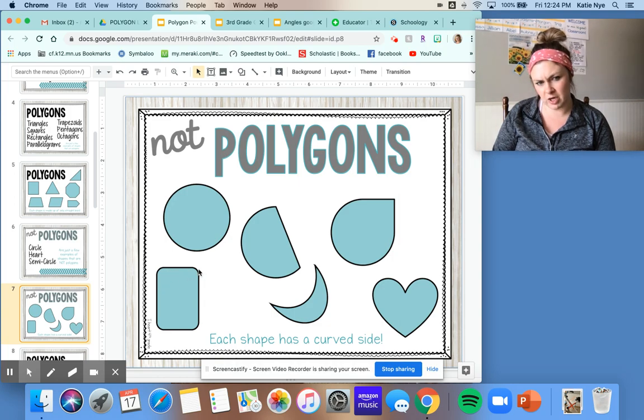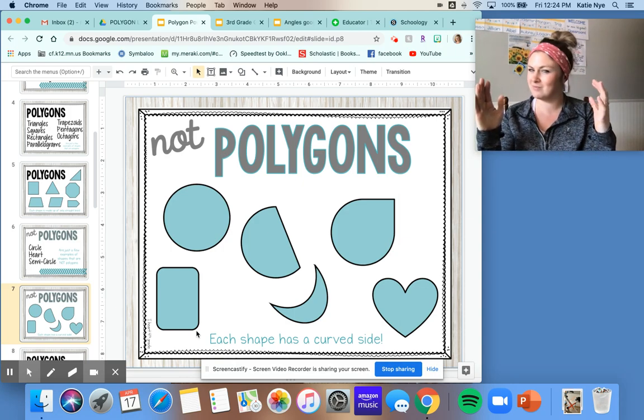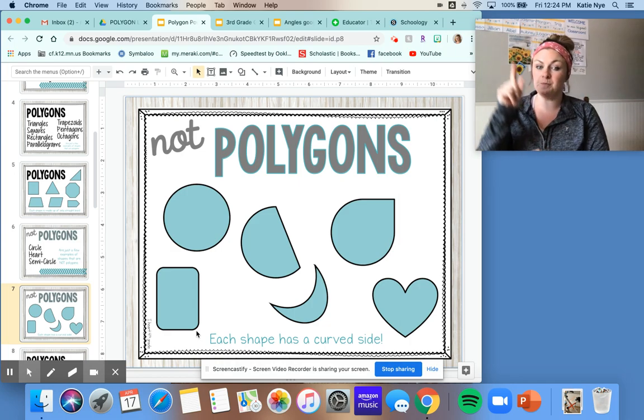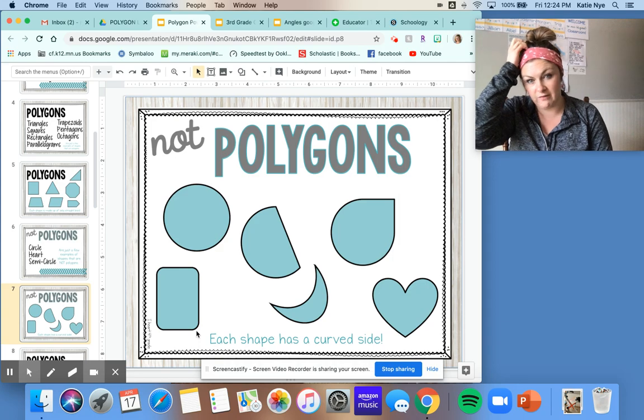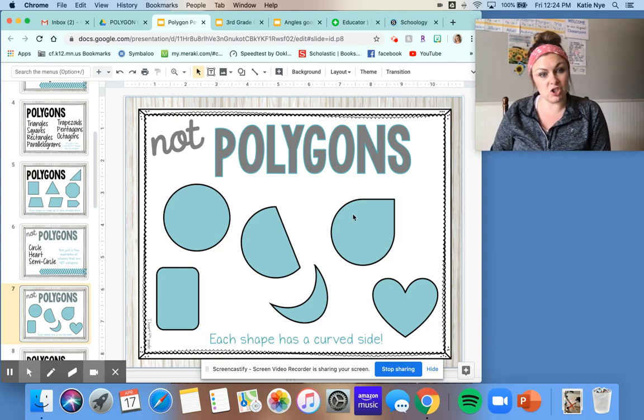Even this shape right here, I want you to look here. Why would this shape right here that I'm tracing not be a polygon? It has straight sides. No, it doesn't. See how they curve just a little bit on the outside? So anywhere that they have a curve, even a little bit on the angles, it is not a polygon. So each shape on here has a curve somewhere, which means that they are not polygons. There's our heart, there's our circle, there's our semicircle. All are not polygons.